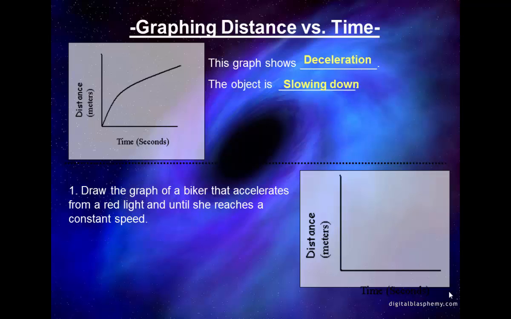So go ahead and finish this last one. This is draw a graph that shows a biker accelerating from a red light till they reach a constant speed. Wait, like they get to a red light, or like once the red light turns green? They start at a red light. Oh. Starting at a red light.